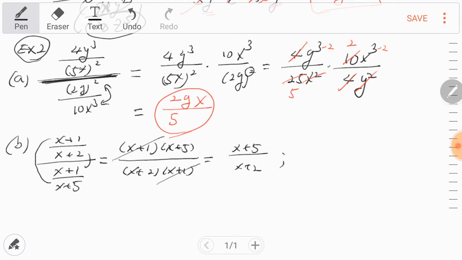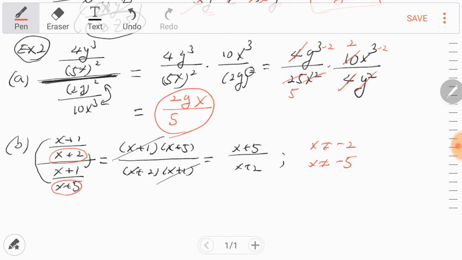Alright, so in this case, what are the restricted values? Okay, we get those from the denominator. So here, for the numerator, this is the denominator. So from that one, x cannot be equal to negative 2. And from the fraction in the denominator, x plus 5 is the denominator. So we know that x cannot be equal to negative 5.